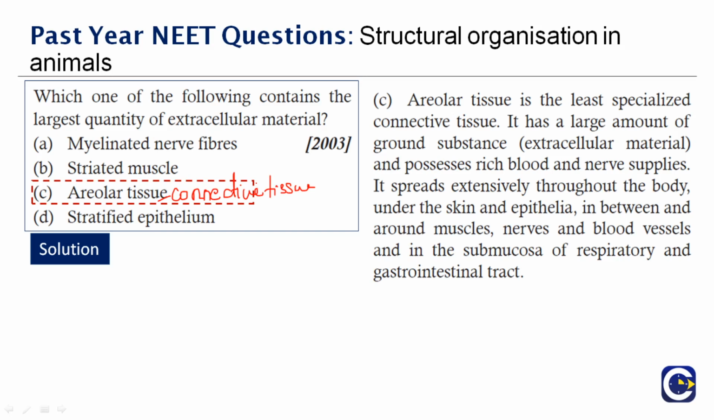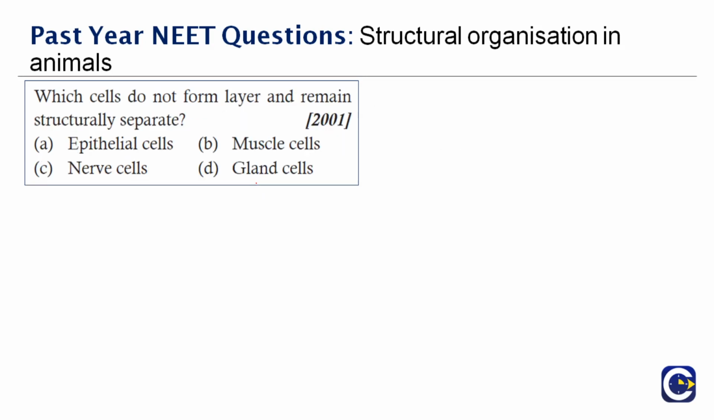Now let's move to the next question here. Which cells do not form layers and remain structurally separate? Okay, they do not form layers. So here you have 4 options. Obviously, it is understood muscle and epithelial cells are required for the full system of the body. Therefore, they will form layers. So it is obviously not muscle or the epithelial cells. Gland cells also, if you see, you have different glands in your body, the endocrine gland, the exocrine gland. Once again, it contributes to the whole system.